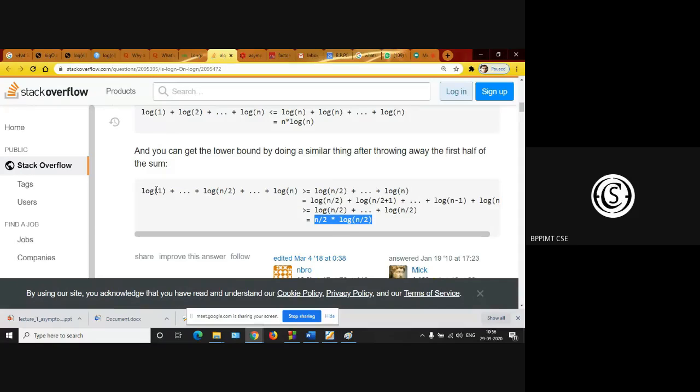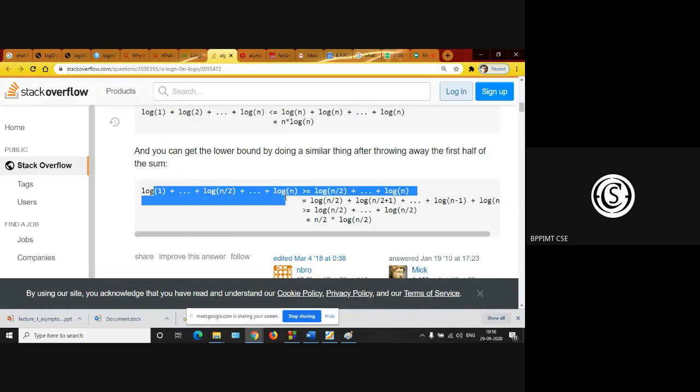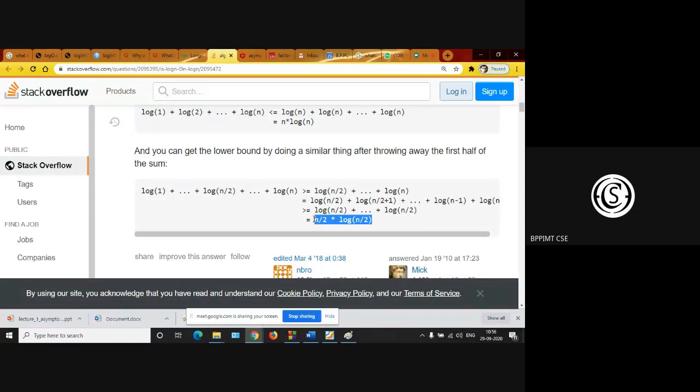So finally we can write lg 1, 2 up to n is greater than or equal to big omega of n lg n. Now as the LHS is less than or equal to n lg n, at the same time this is greater than or equal to n lg n, so we can write this is theta of n lg n. Okay, is it right? Up to this any problem, please clarify.